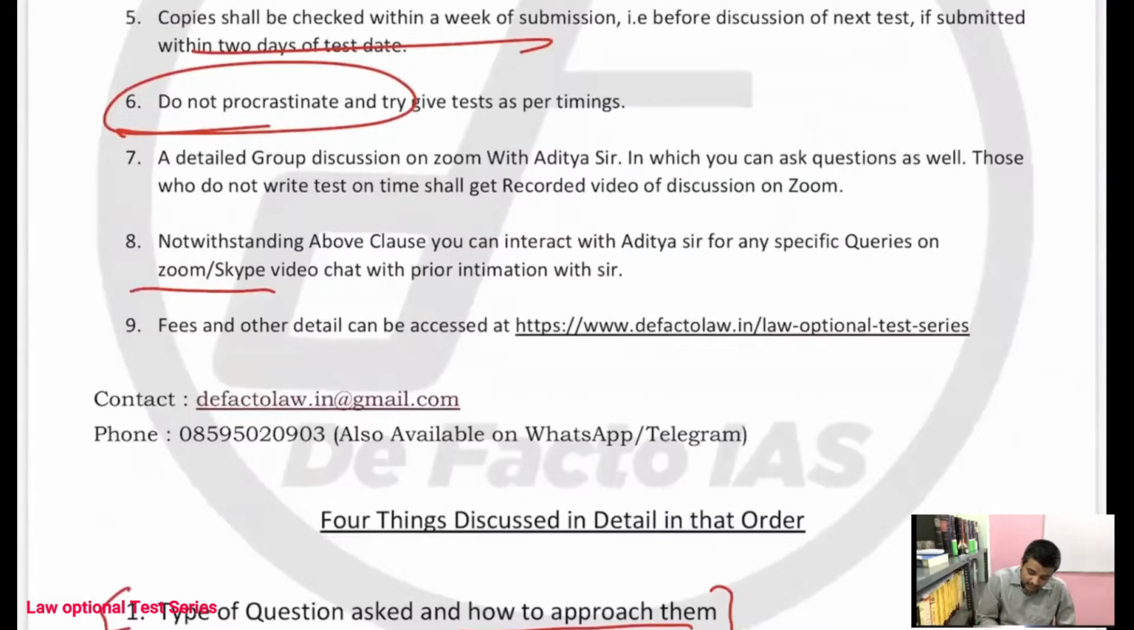Similarly, suppose there are some specific queries. One test I have told you I will do one by one. Suppose in the next test you have some specific queries, you message me that you need some time. I will alert you of a particular time, and then we will have this Zoom one-to-one talk. Not always, only a few topics. If you have any doubt, I will explain that. Okay, that is no problem.